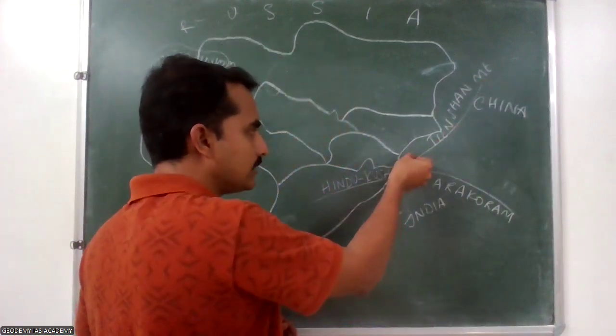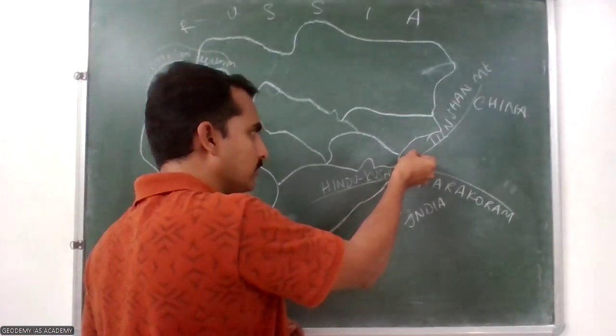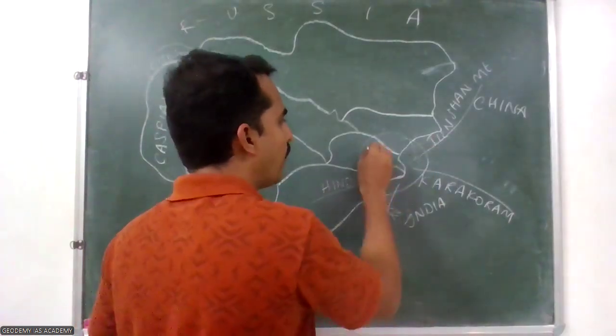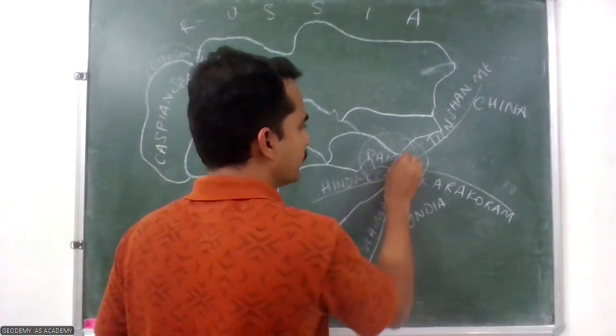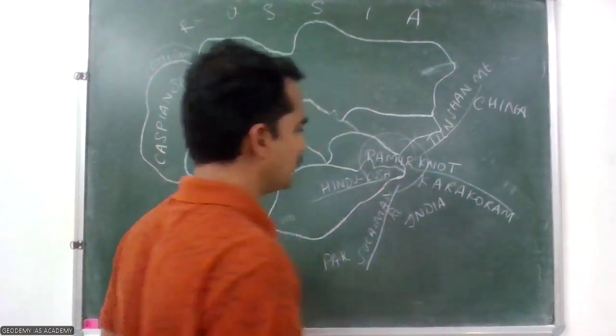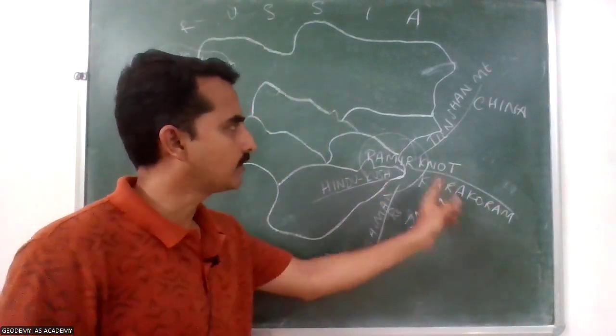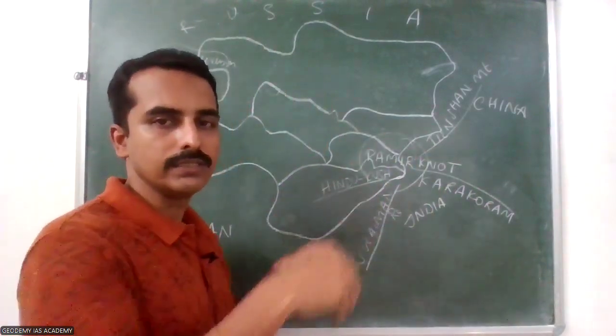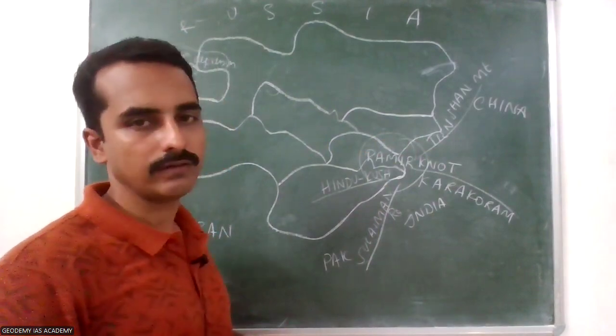Okay, so that's why this region looks like a knot. So that's why it is called the Pamir knot region. It is called a knot, Pamir knot, because all these, Hindu Kush, Sulaiman Range, Karakoram, Tian Shan, Altai Shan, meet in this spot. That's why it is called the Pamir knot.